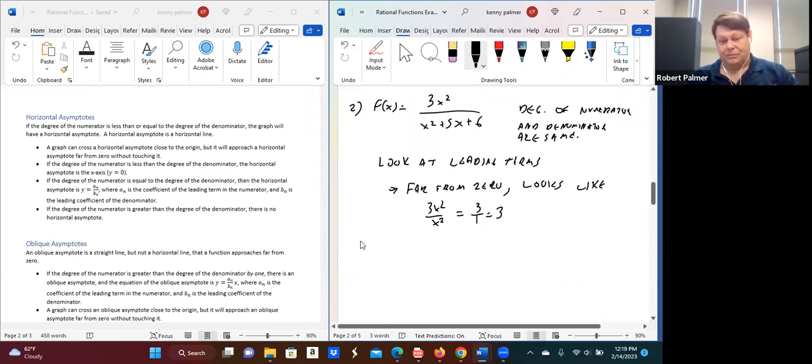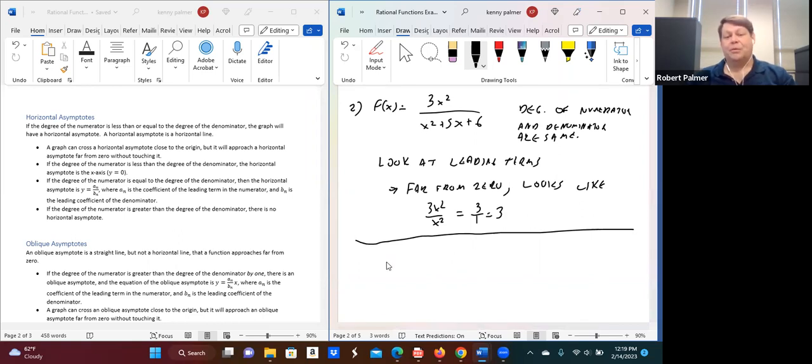Now, what if the degree is larger? Well, what if this was like x cubed? Then you have what's called an oblique asymptote. Let's talk about that.